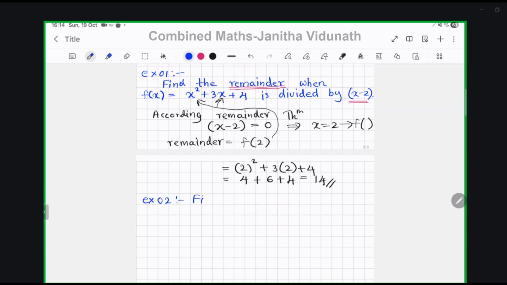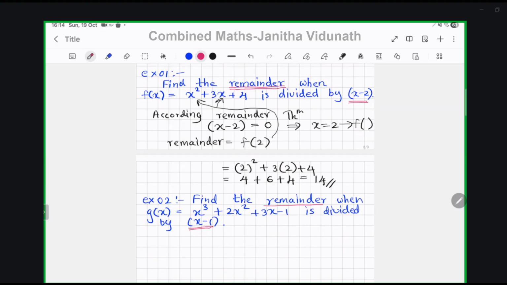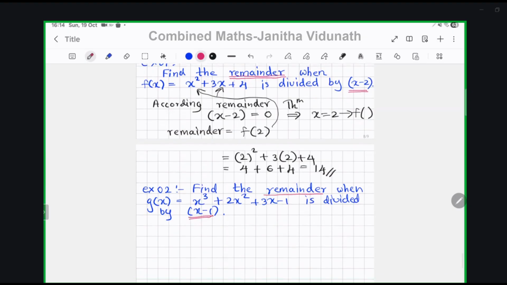Let's say we need to find the remainder when g(x), where g(x) is equal to x cube plus 2x square plus 3x minus 1, is divided by x minus 1. Here they ask for only the remainder, and our divisor is also a linear polynomial. That means we can use the remainder theorem.